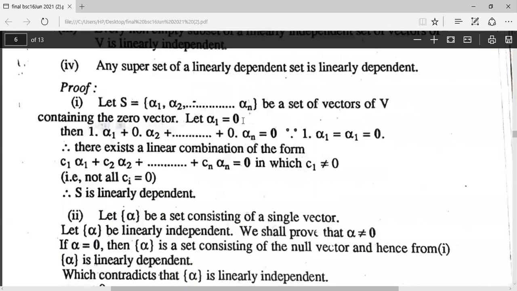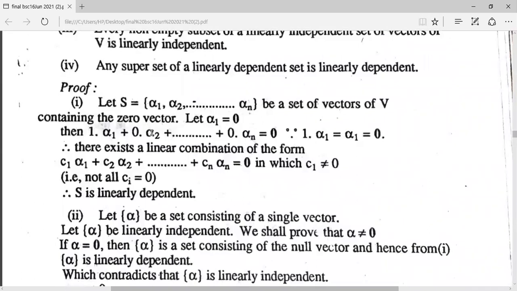If alpha 1 is 0, how could you write alpha 1? You could write alpha 1 as 1 into alpha 1 plus 0 into alpha 2 plus 0 into alpha 3 plus so on, 0 into alpha n equals 0 vector. Once you simplify the left hand side, you will get alpha 1. So alpha 1 equals 0 implies 1 into alpha 1 plus 0 into alpha 2 plus 0 into alpha n equals 0, because 1 into alpha 1 is alpha 1. That is equal to what?